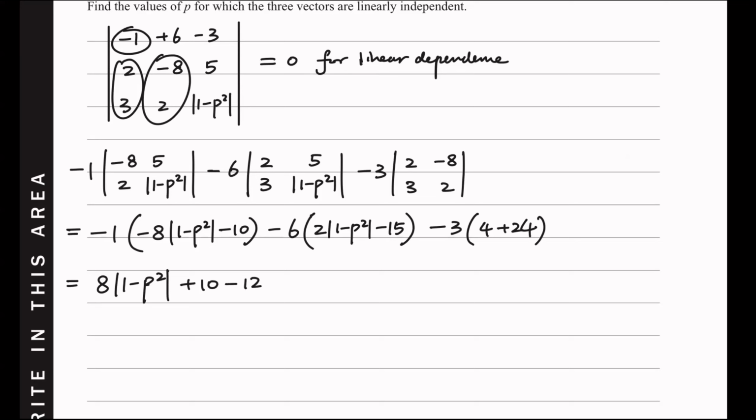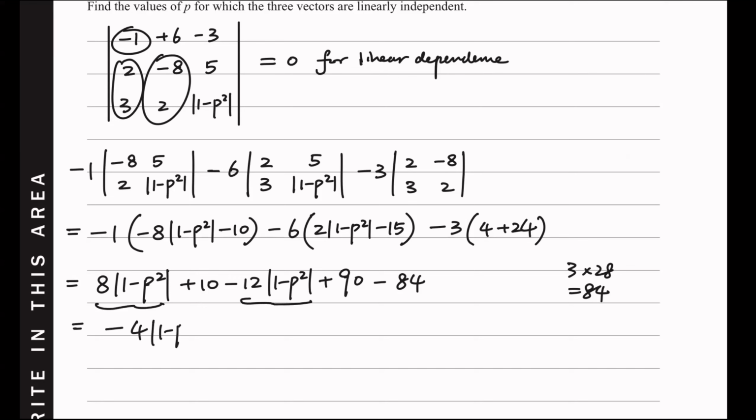And that will give you 8 lots of absolute value 1 minus p squared plus 10. Take away 12 absolute 1 minus p squared plus 90. And then minus 3 times 28, that is an 84, if I'm not mistaken. Just put an 84 here. So altogether, this is the variable term. I'll get a minus 4 absolute 1 minus p squared. 100 take away 84 plus 16. So let's make this equal to 0.